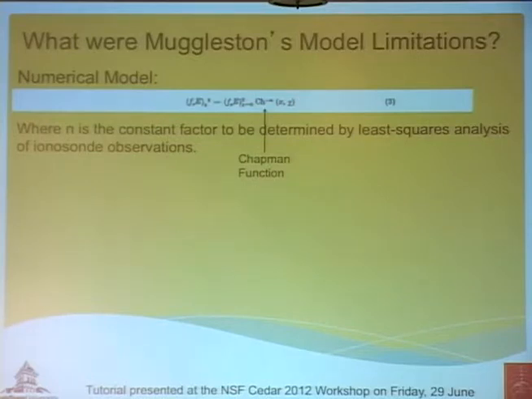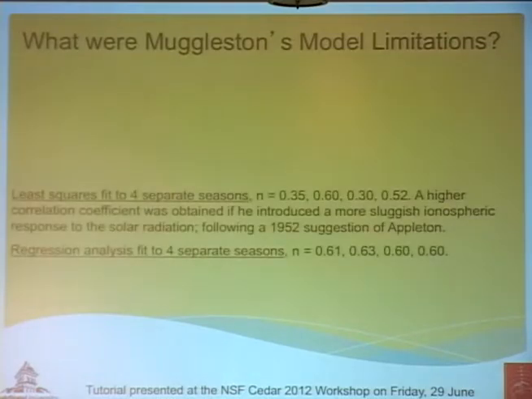But what he decides to do is, that on its own doesn't quite do the job. So he introduces a little parameter n. It's a power of the Chapman function. And what he's going to do is, using ionosonde data, determine n, and hence model the E layer all over the globe, anytime, any place.